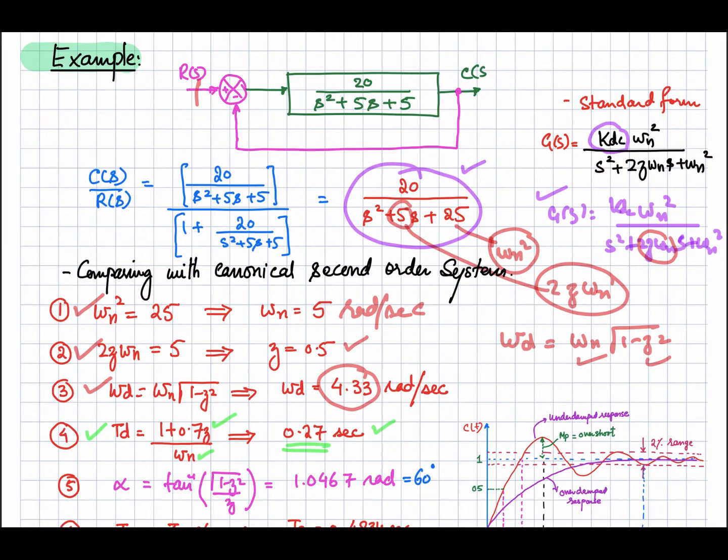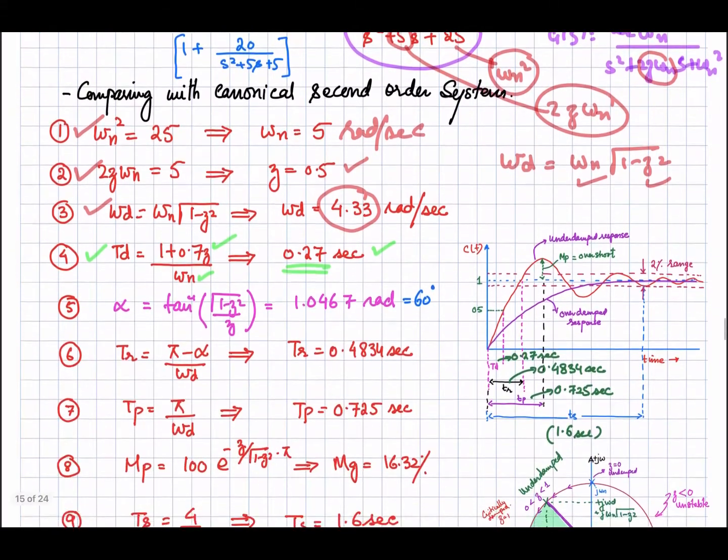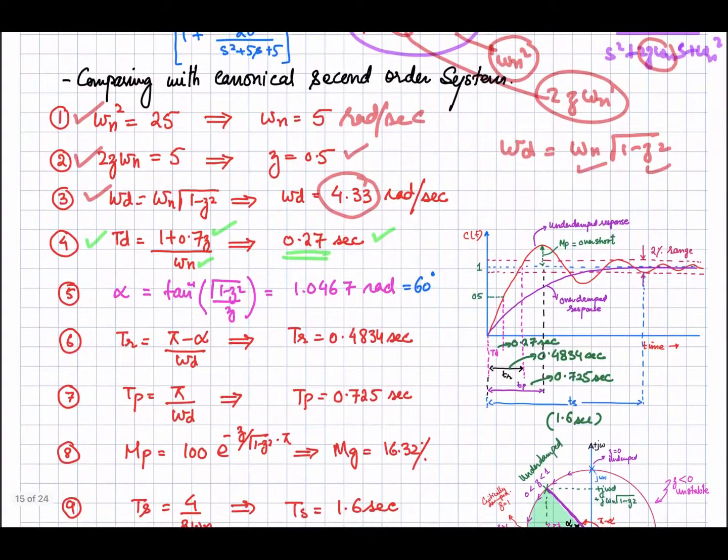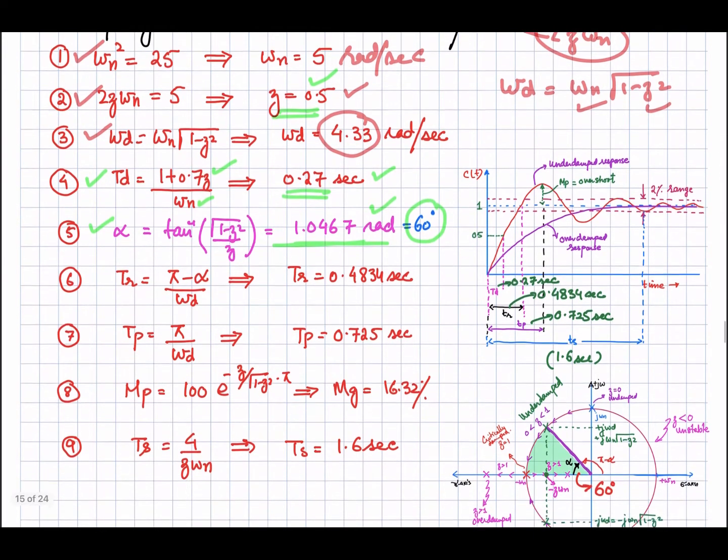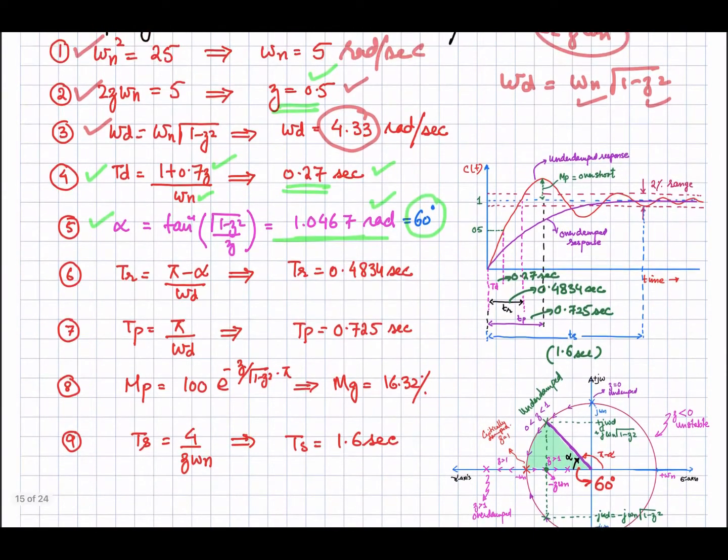And to compute the other time domain specifications, we need angle alpha, that is given as tangent inverse of square root of 1 minus zeta square by zeta. So if we take this value of zeta, that is equal to 0.5, and calculate this alpha, that comes out to be 1.0467 radian, or it is equal to 60 degree, right? So now with this information, I can find out the rise time. Rise time is given by pi minus alpha by omega d, so this will be equal to 0.4834. I can calculate the peak time, that is pi by omega d, so Tp will be equal to 0.725.